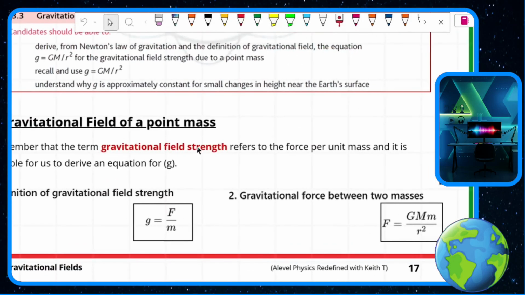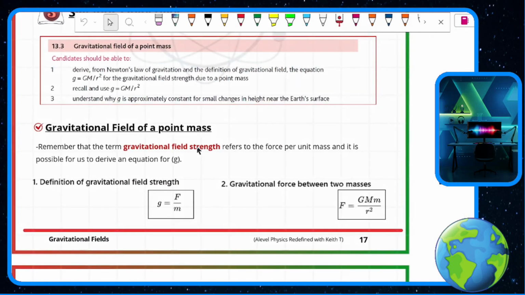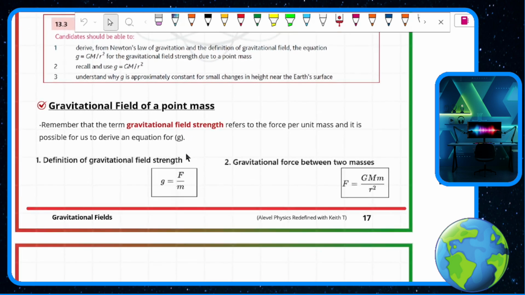Okay, moving on. We need to introduce a new concept known as the gravitational field of a point mass. So we now need the equation that can help us find gravitational field strength, or the gravitational field to be more general. We need to remember that gravitational field strength is essentially the force per unit mass, right? And it's possible for us to derive an equation for this specific quantity.